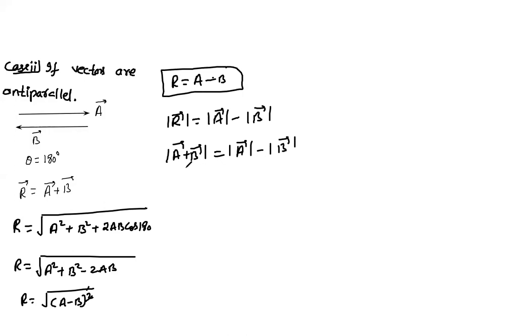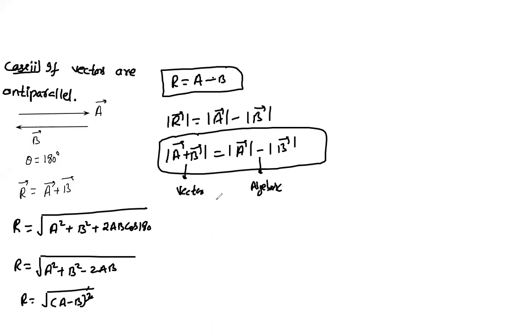Rania, can you guess what type of addition is this? Is it a vector addition or algebraic addition? Vector. Right. And what about this? Is it a vector addition or an algebraic addition? Algebraic. Algebraic addition. So see, vector addition is equal to algebraic subtraction. Vector addition is equal to algebraic subtraction. This is valid only if vectors are anti-parallel. Only if vectors are anti-parallel.